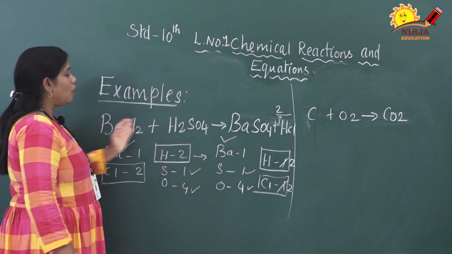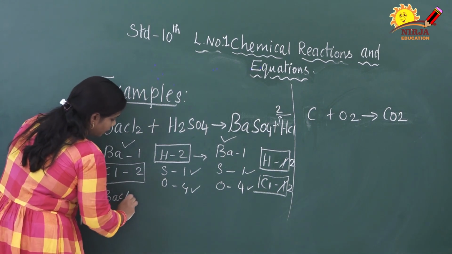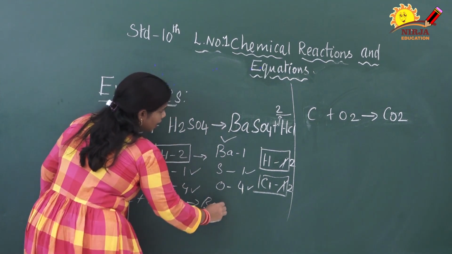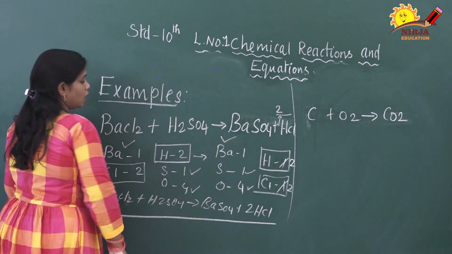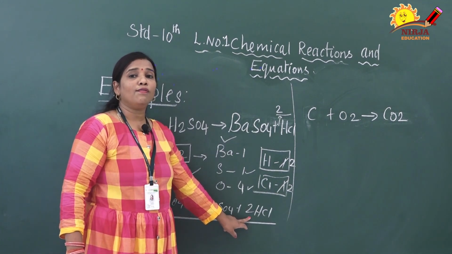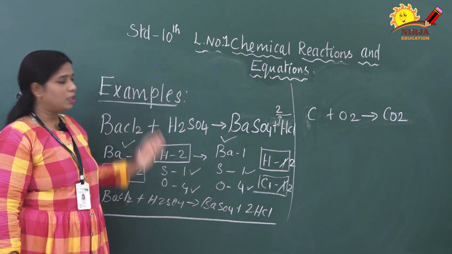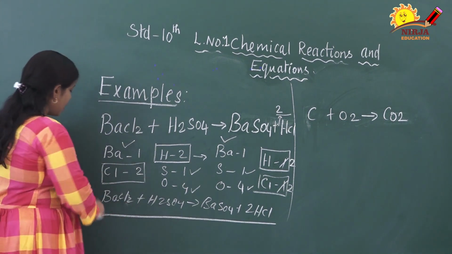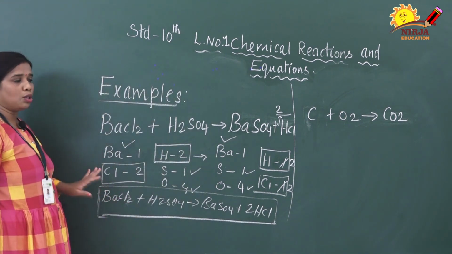So BaCl2 plus H2SO4 produce BaSO4 plus 2HCl. Answer is 2HCl. We are balanced at the 2HCl only. We add in front of HCl number 2. So now the equation is balanced. Once you complete your equation, you have to write again and make a box, then only it will be, you see, this is the balanced equation.